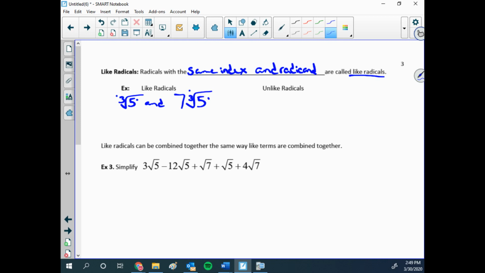Another example would be like the square root of 4 and let's say the negative square root of 12. Well, the square root of 4, the index is 2. What the heck did I do?